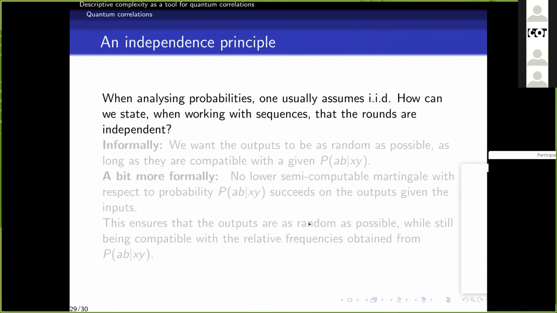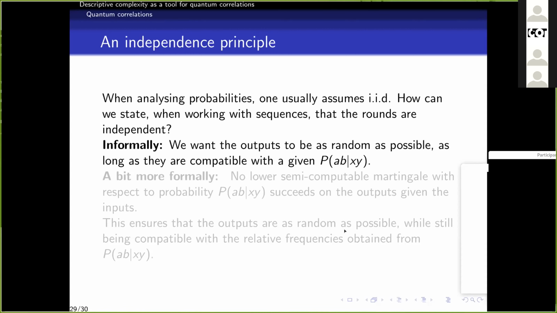So finally, the last thing I wanted to tell you about, good on time. When we are analyzing probabilities, we are assuming IID of the variables we see. So when we are working with sequences, how can we state something similar to the rounds being independent? What we can have, not as a principle but as a way to describe rounds that are somehow independent, is the following. We want the outputs to be as random as possible as long as they are compatible with a given probability P of AB given XY.